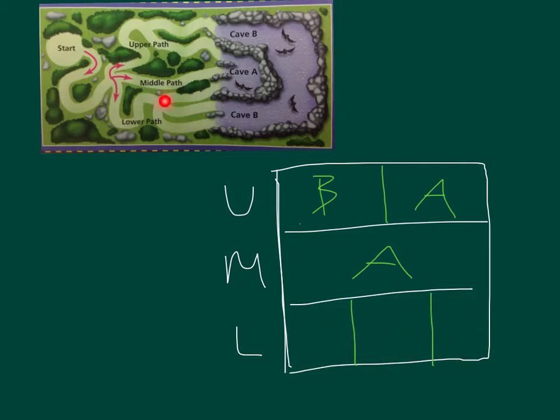Option number 1 would take me to cave A. Option number 2 would take me to cave B. Option number 3 would take me to cave B as well. So now I have them labeled.